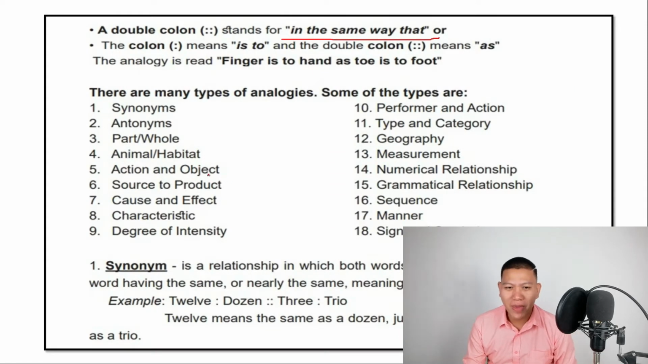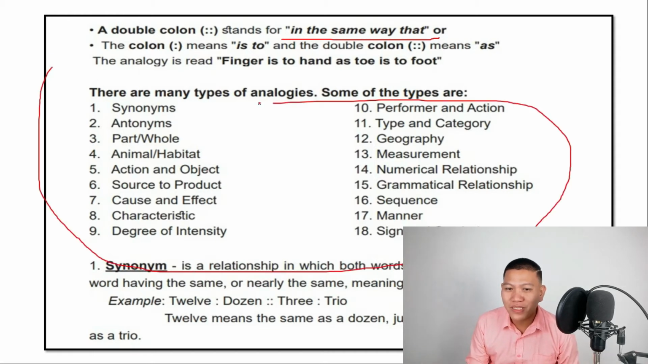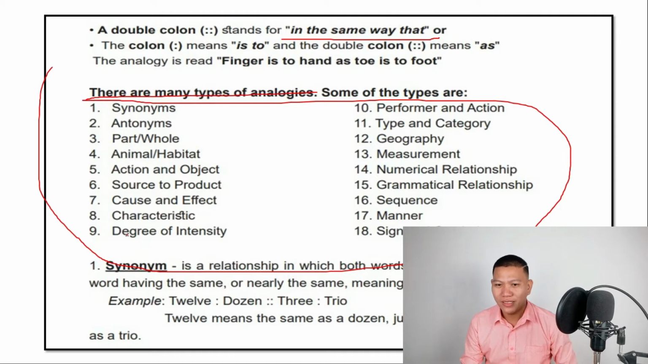Okay, this is the main meat, the main gist of our discussion. Here are the different types of analogies. So in today's lesson, I will try to discuss 18 of them. I hope we can easily understand them.